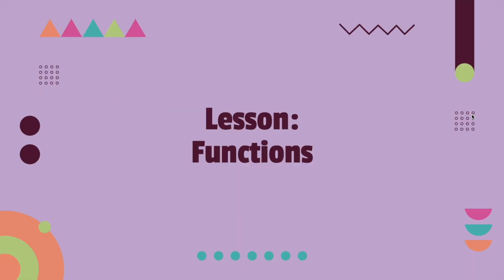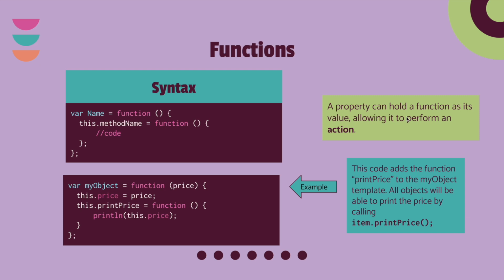Now we will be going over functions. A property can hold a function as its value, allowing it to perform an action. For example, you can have this dot method name equal to function, and then you put your code inside of here. This one has a print price function that allows it to print the price when it's called. The way you would call it is by saying the item, so that's your object name, dot the function name, and then you also want to make sure you're using parentheses since you are calling a function.